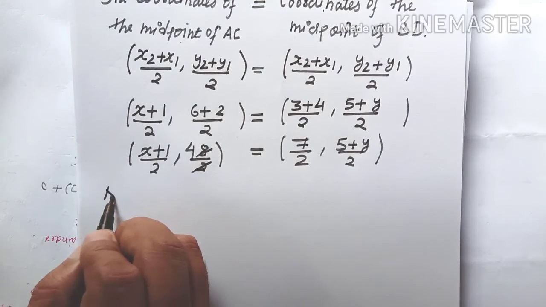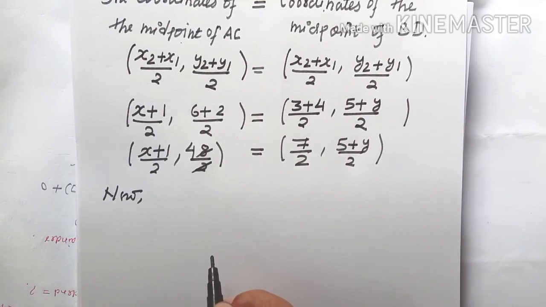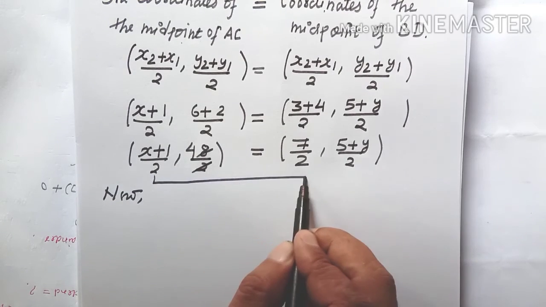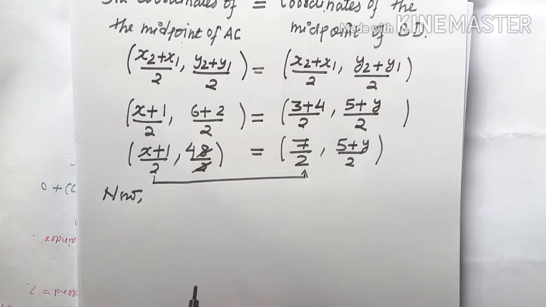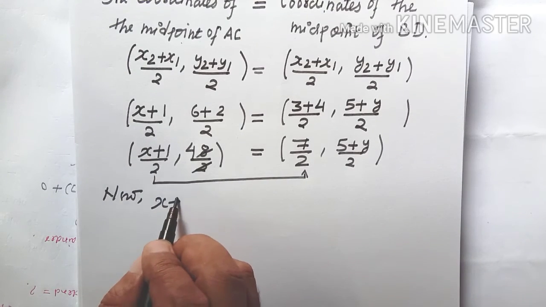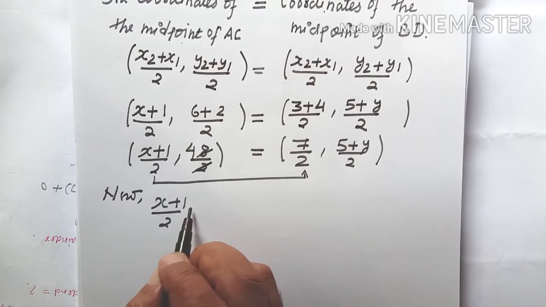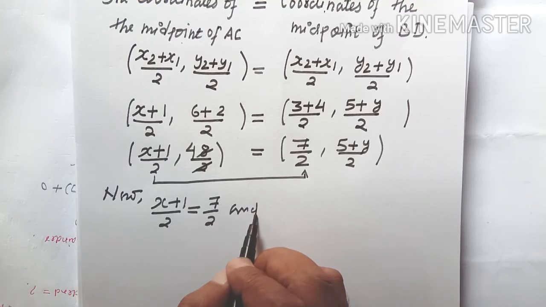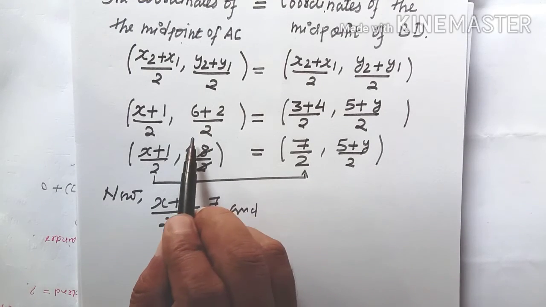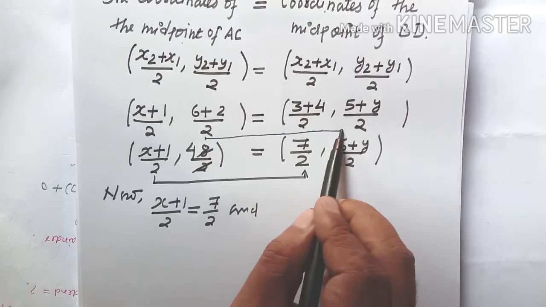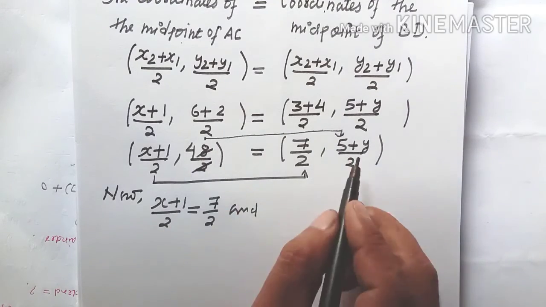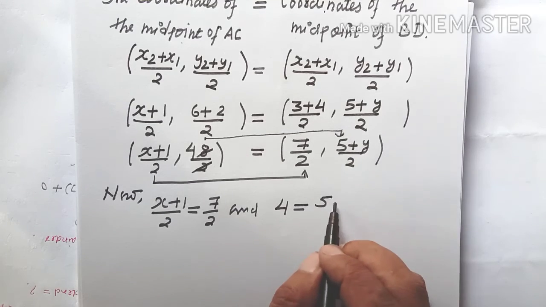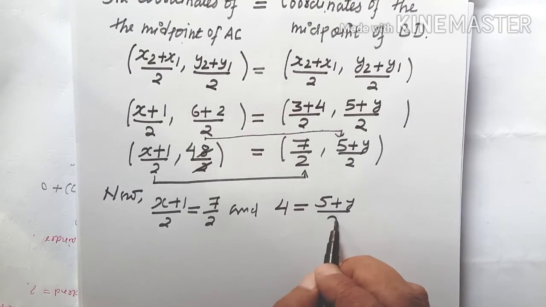After that, to get the value of x and y, you can take the x value from this equation and the x from the other equation. So (x plus 1) divided by 2 equals 7 by 2. The remaining is the y value. So the y value and y value you'll have to take, and these two are equal. So 4 equals (5 plus y) divided by 2.